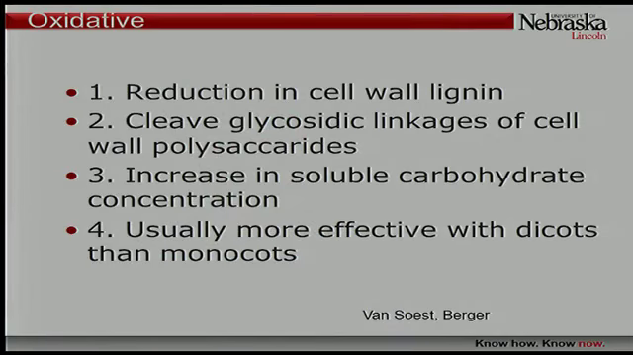For oxidative, similar concept, but just slightly different effects on the cell wall structure with the lignin. Increases soluble carbohydrate again, but it was found that the oxidative treatments are usually more effective with dicots than monocots. And that's just due to the different structures of the plants, where if you have a highly lignified concentration in a dicot, even if you do use some of the higher levels of sodium hydroxide, because of the chemical structure in the plant, you won't have the same results.